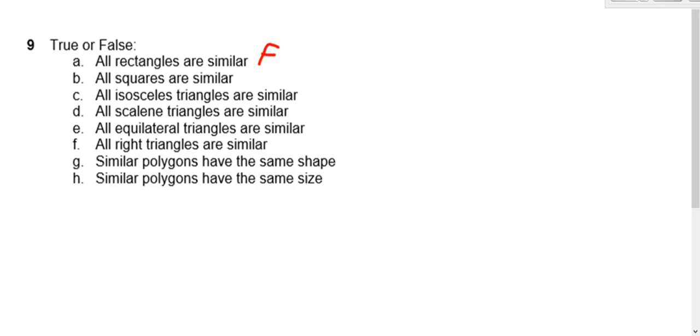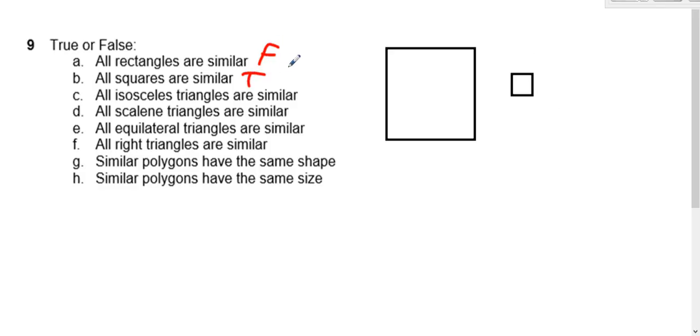How about all squares? Well, we know all four angles would be the same, and all the sides would have to be the same length. So even if you had different sized squares, the ratio of the sides, since the sides would all be the same, it would be a 1-to-1 ratio for all the sides. So yes, they are similar.